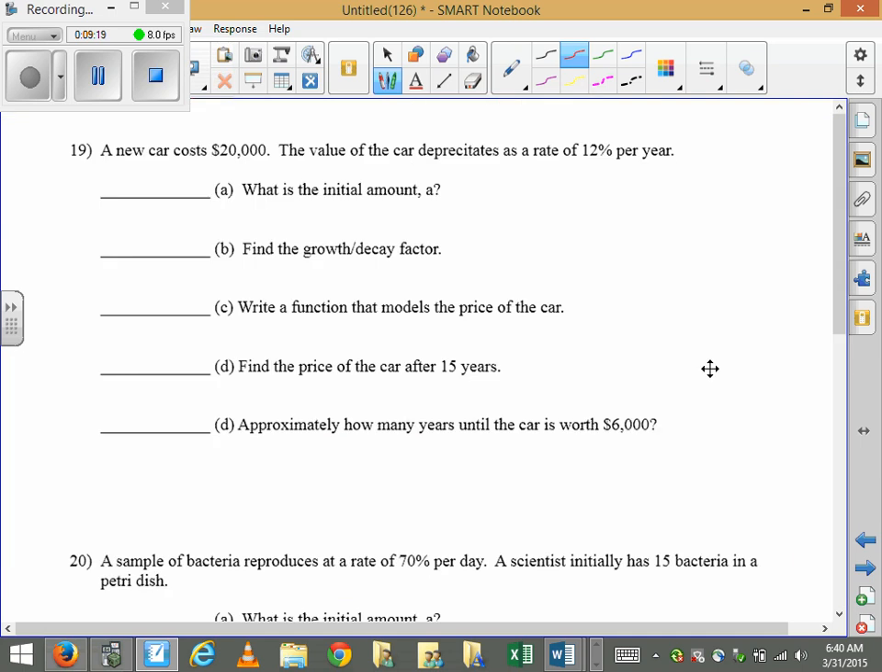All right, so the last couple problems here. The new car costing $20,000, the value of the car depreciates at a rate of 12% a year. So what's the initial amount A? Well, that's $20,000.